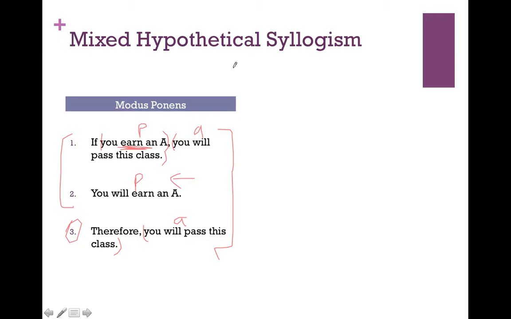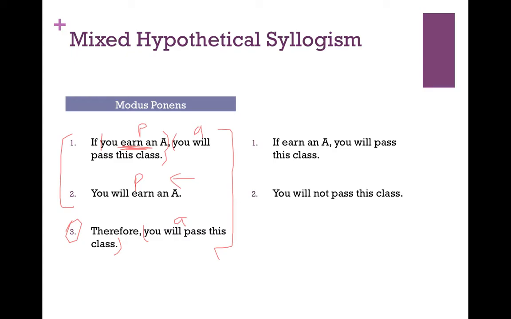Well, there's another valid type of mixed hypothetical syllogism, and this one is a lot of the time less intuitive to students, so I'm going to spend a little bit of time on this one. But it begins the exact same way. If you earn an A, then you will pass this class. You will not pass this class, therefore you will not earn an A. Now look at this one. Does this seem right to you? Take a second and think about it. If you earn an A, you will pass this class.